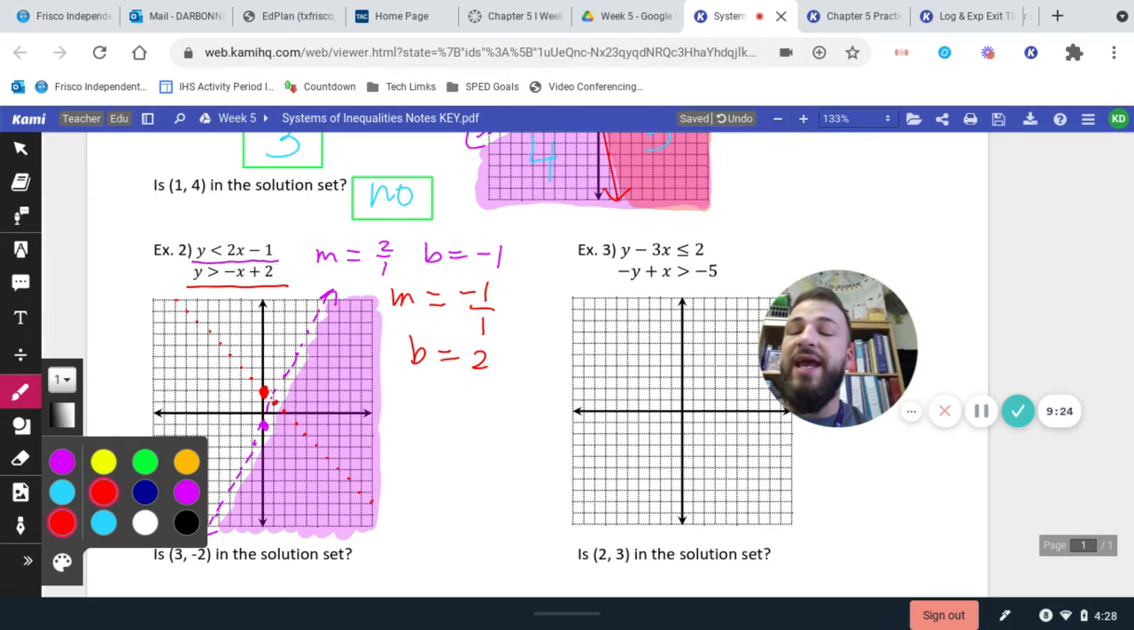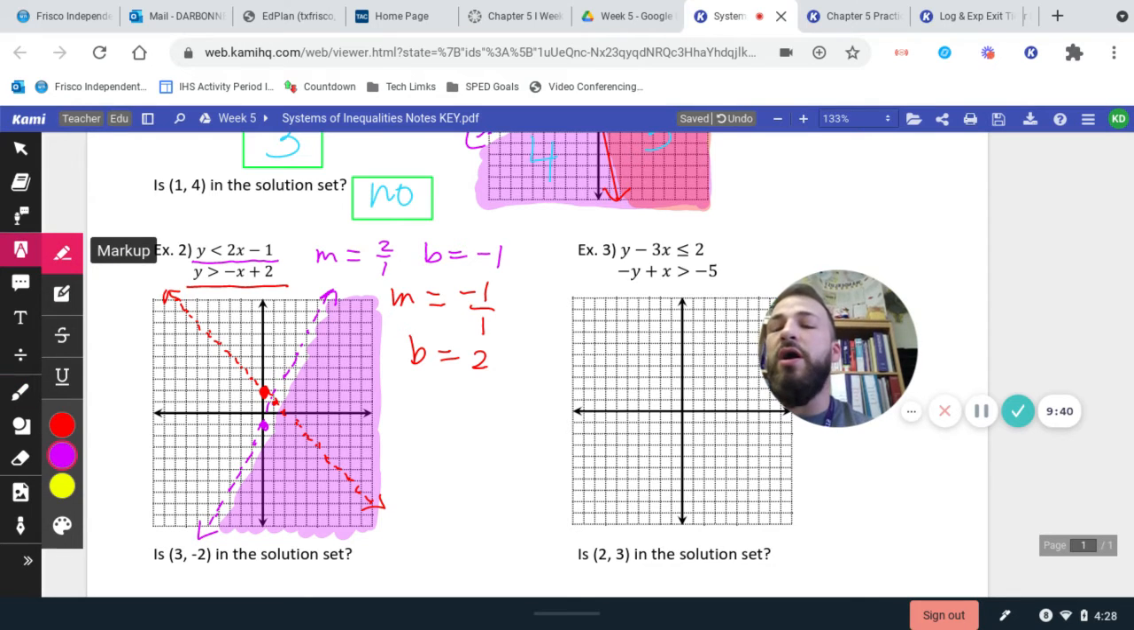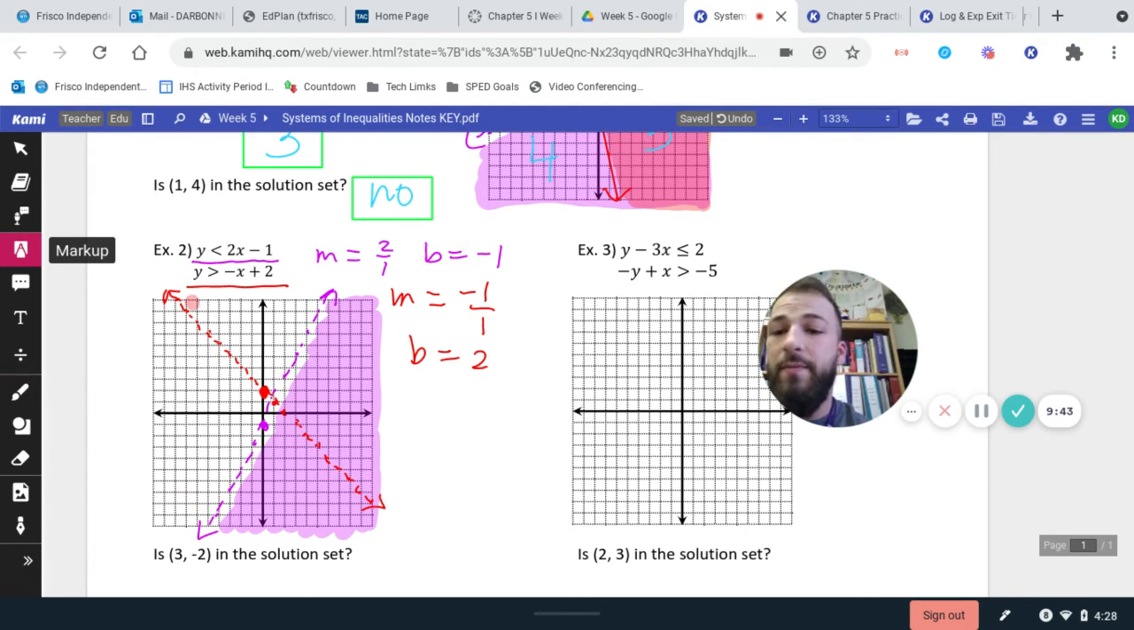And then still just a greater than sign, so it's still going to be dotted. Which, of course, when we have that many dots, it's almost like we don't need to be dotted. And then greater than, so we are going to shade above the graph. Perfect. Okay, so is the point 3 comma negative 2 in the solution set?